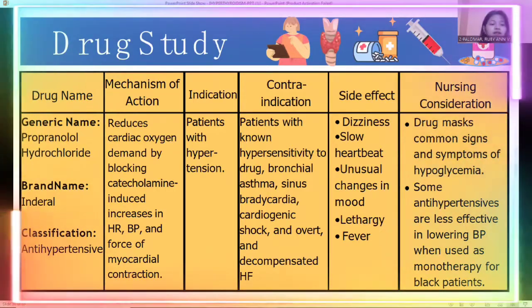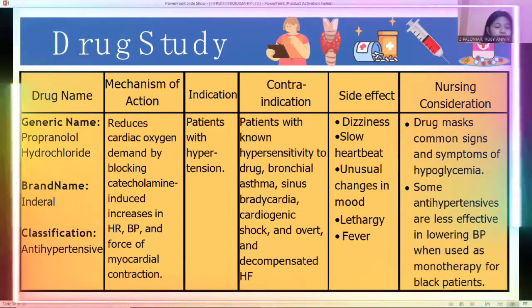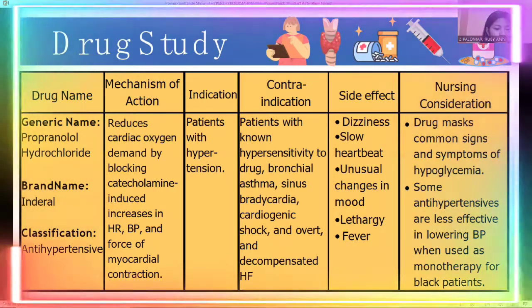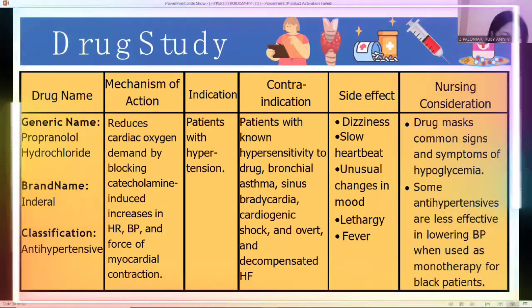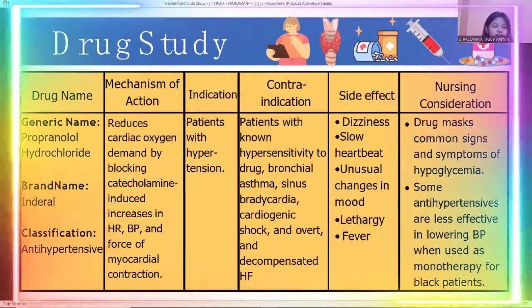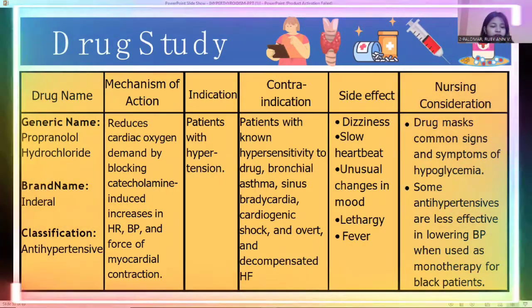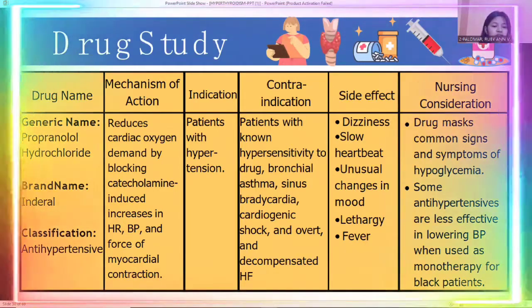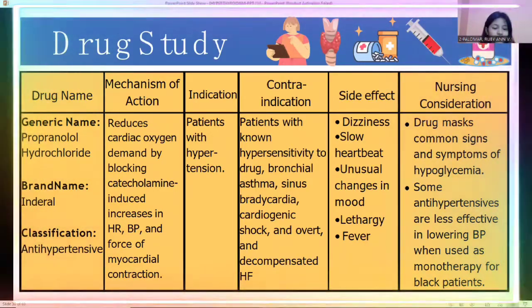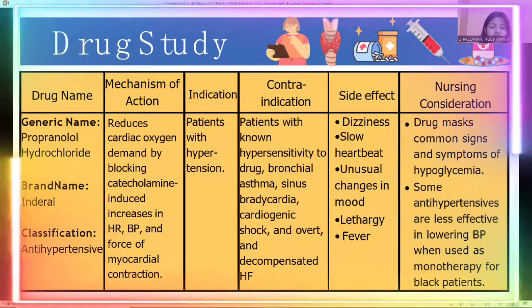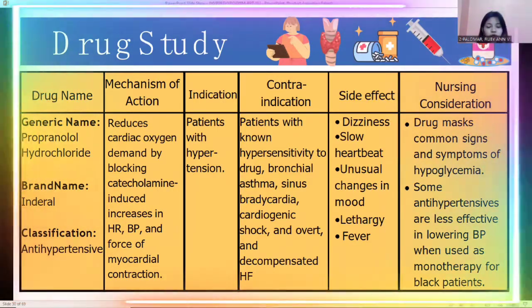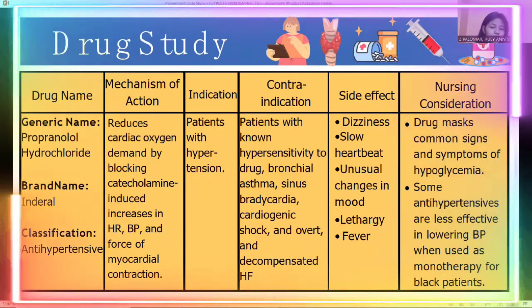Mechanism of action: reduces cardiac oxygen demand by blocking catecholamine-induced increase in HR, BP, and force of myocardial contraction. Indication is patients with hypertension. Side effects are dizziness, slow heartbeat, unusual changes in mood, lethargy, and fever.